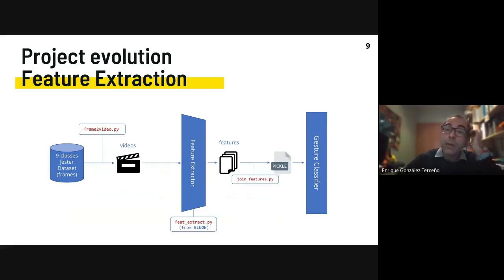The first one converts each sequence of frames into a video by using the OpenCV library. The second one is the script from Gluon that extracts the features for each video, which are a tensor of 2048 dimensions. And the last one joins all the features into one single pickle file to facilitate loading the dataset into the gesture classifier.